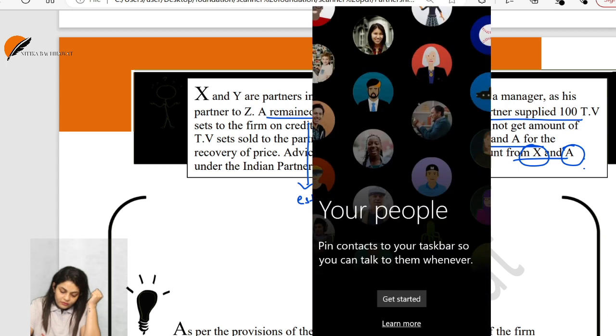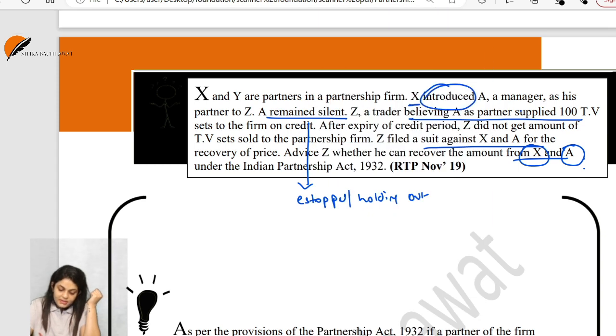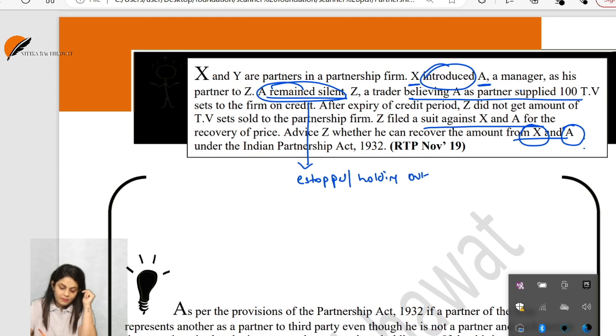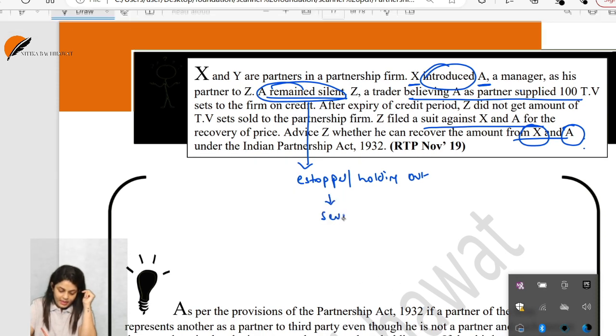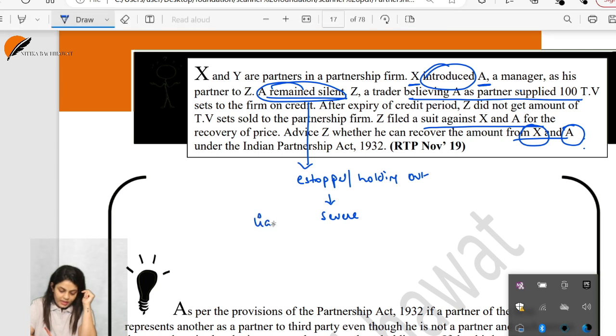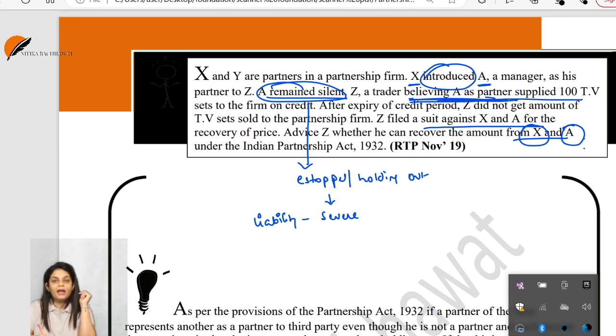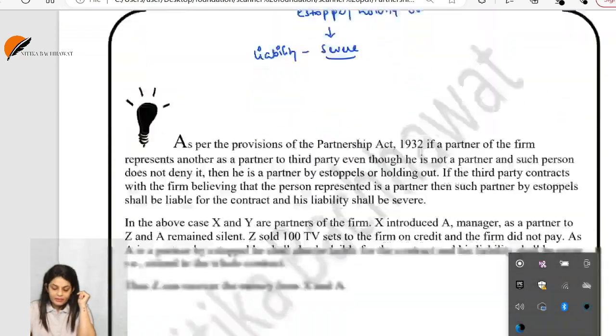When a partner of the firm represents another person as a partner to a third party and such person does not deny it. Was A the partner? No. But he was represented as a partner by a partner of the firm and A kept quiet. He becomes a partner by estoppel or holding out, and his liability shall be what? He will be liable for the contract because the contract was made believing A was a partner. A is liable and his liability shall be several. Right? His liability shall be several.